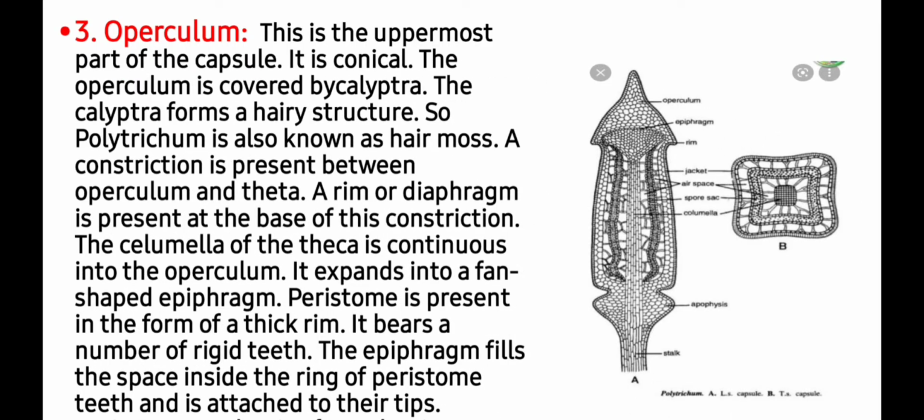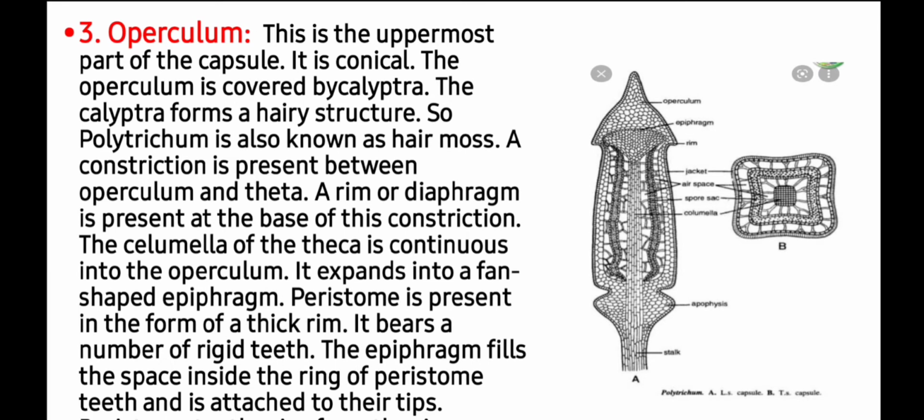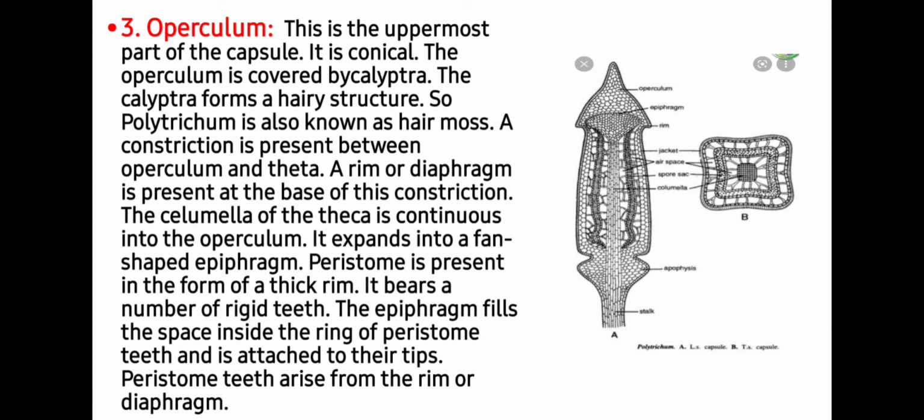Peristome is present in the form of a thick rim. It bears a number of rigid teeth. Epiphragm fills the space inside the ring of peristome teeth and is attached to their tips. So the epiphragm is attached to the tips of the peristomial teeth. Peristomial teeth arise from the rim or the diaphragm. So you will find here another special structure, that is epiphragm. Epiphragm fills the gap of the peristomial teeth and peristomial teeth arise from the rim or diaphragm.